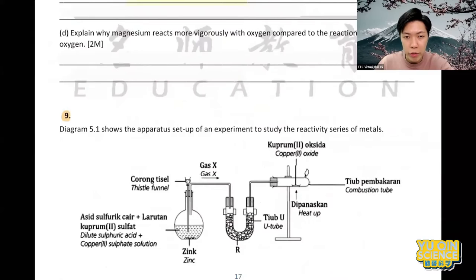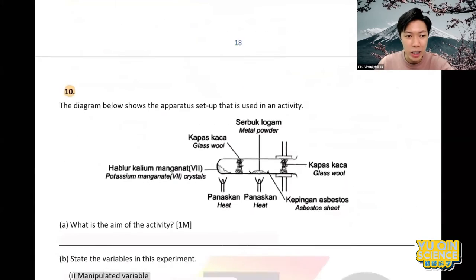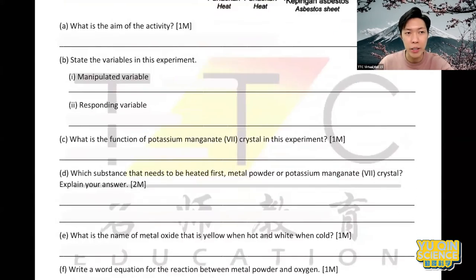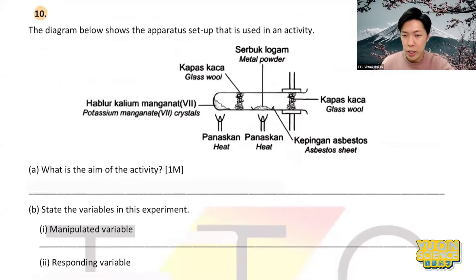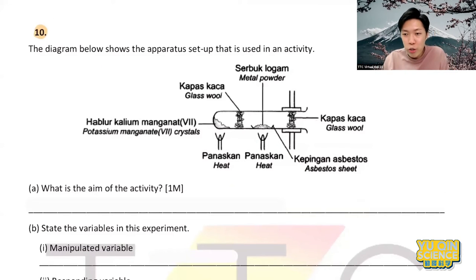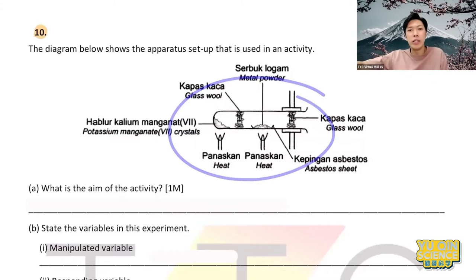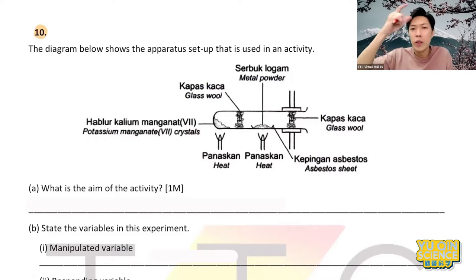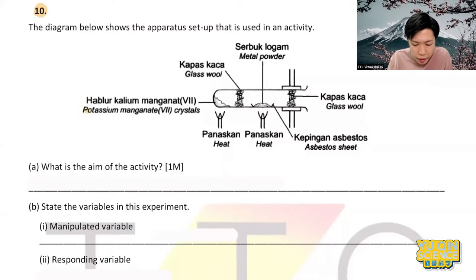Okay, this question, I need to jump quite far away to page 19. Question 10. Page 19, question 10. Okay, see the horizontal test tube that we have. Let's just quickly check if everything is okay. Yeah, okay, potassium manganate, and then metal powder. Those are our main ingredients. Okay, cool. Nothing different.